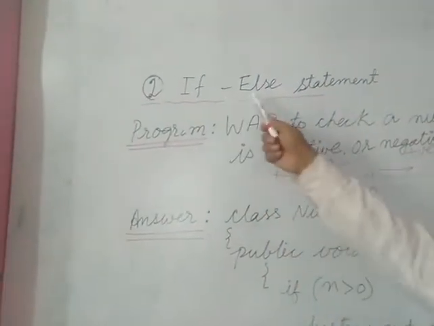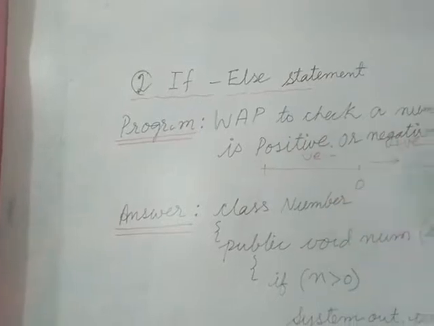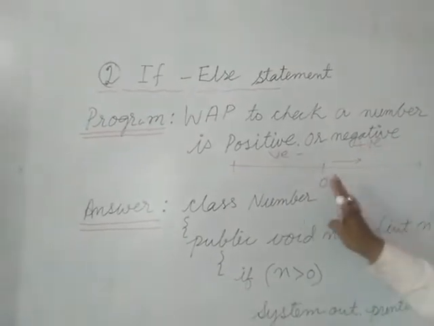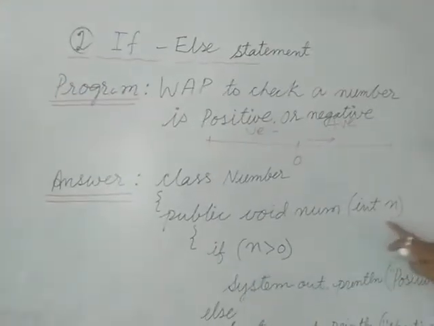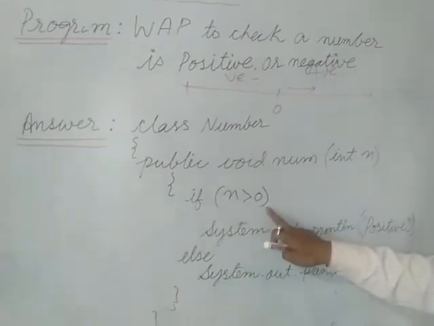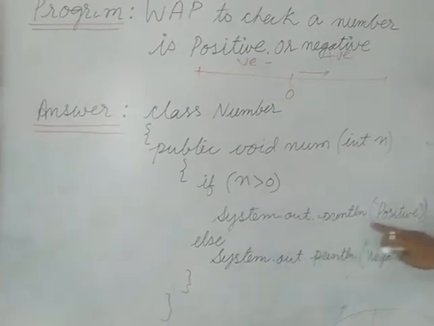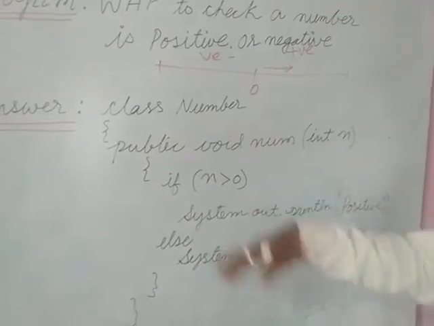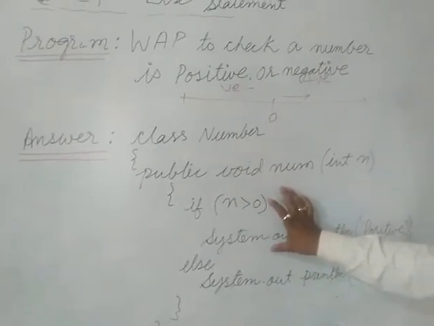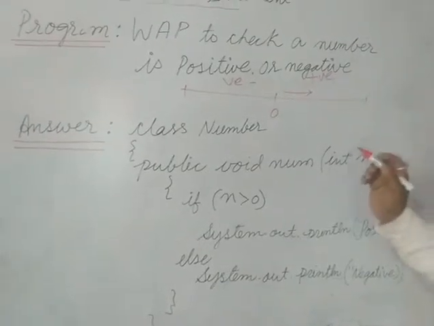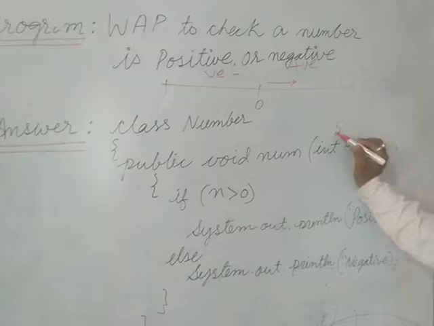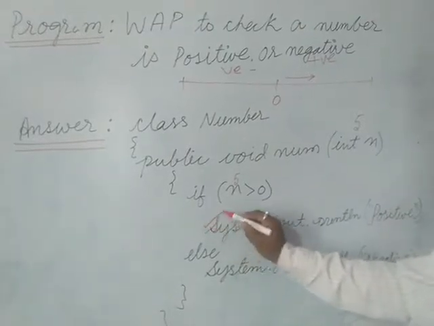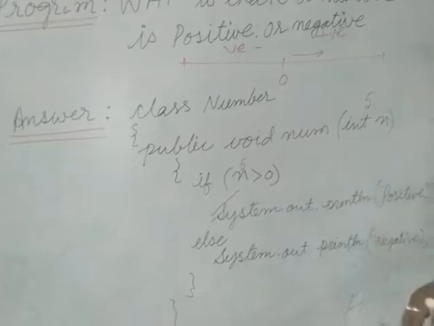Next comes the if else statement. Same program: write a program to check whether a number is positive or negative. Again we'll take the help of the number line. Class Number, public void num, int n. Now if n is greater than 0, System.out.println positive, else the number is negative. In this, suppose the condition is true. I take an example number as 5. So 5 will come here, and the condition is true, so this statement will be executed, not this one.